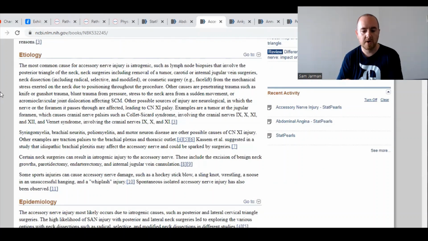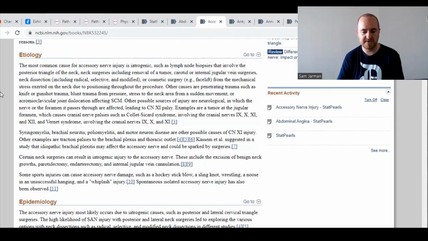surgeries, including removal of a tumor, carotid or internal jugular vein surgeries, neck dissection, including radical, selective, and modified, or cosmetic surgery, e.g. facelift, from the mechanical stress exerted on the neck due to positioning throughout the procedure. Other causes are penetrating trauma, such as knife or gunshot trauma, blunt trauma from pressure, stress to the neck area from a sudden movement, or acromioclavicular joint dislocation affecting SCM.